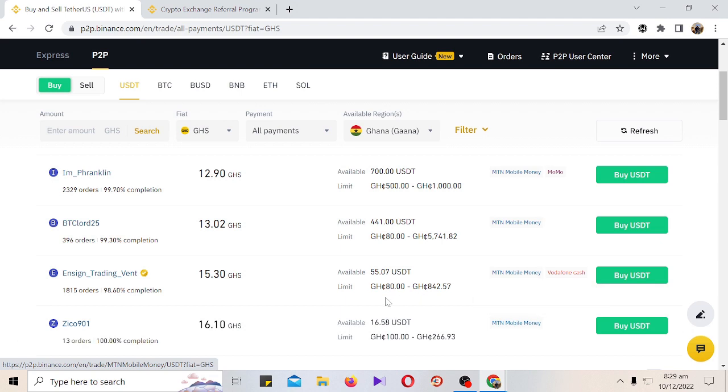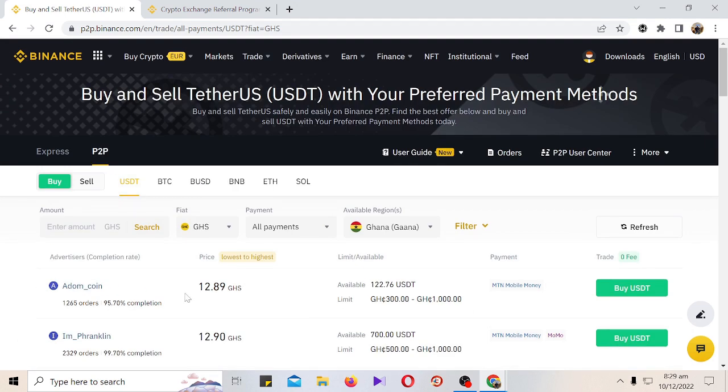I hope you guys now understand how to buy crypto using Binance P2P. So I'm just going to buy from this guy here. Let's buy from this guy by clicking the buy option here. I'm just going to buy 300 USDT from him. So let's click on buy.